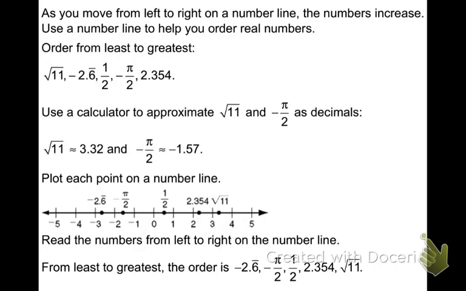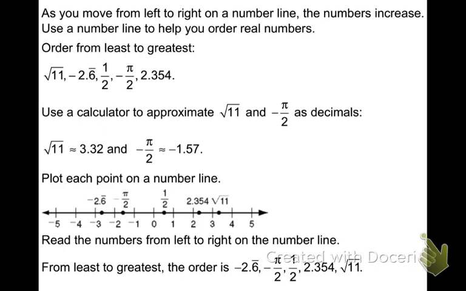Alright, so the first thing we're going to talk about today is ordering numbers from least to greatest. As you move from left to right on a number line, the numbers increase. Hopefully you should know that. Use the number line to help you order real numbers. When you're looking to order numbers, what's something that helps you? You can identify the what first, possibly.